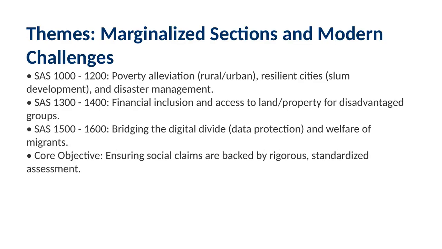As we look at the higher numbers, we see a focus on marginalized sections. SAS 1000 deals with the rural and urban poor and small farmers. SAS 1100 focuses on slum development and affordable housing to build resilient cities. SAS 1200 is dedicated to disaster management, including relief and reconstruction.